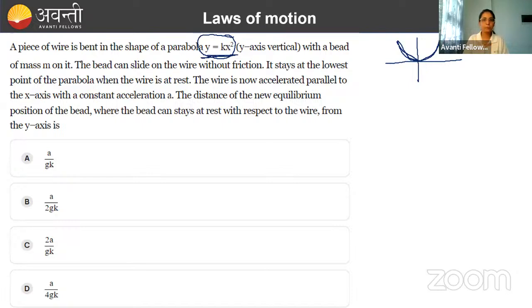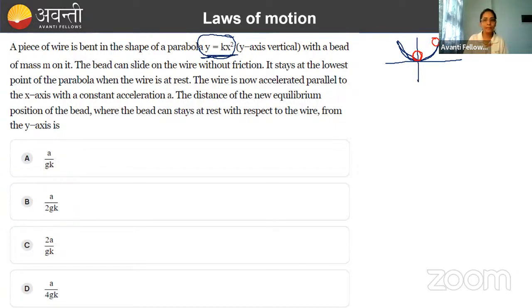This is the shape of the wire, and what is happening? It has a bead of mass m on it, and the bead can slide on the wire. Then initially, definitely, if we keep the wire here to stay at equilibrium, the bead will come somewhere here and it will stay here in equilibrium. So initially the question says the wire is in equilibrium, and its equilibrium position is at the bottom. So this is the equilibrium position.